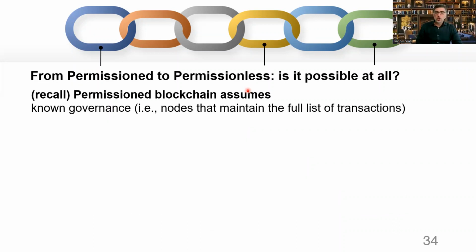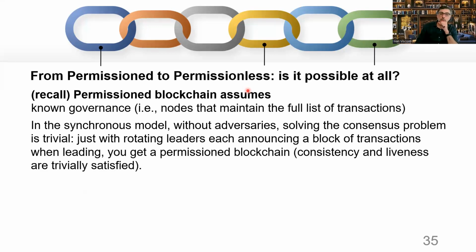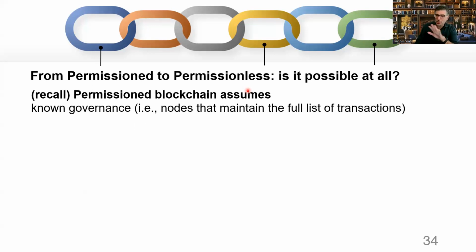So, going from permissioned to permissionless blockchain. Is it possible at all? In a permissioned blockchain, you know the nodes that are in power, that have the governance. In the permissionless setting, you will not have this information. So you don't know who keeps a copy of the blockchain, who is participating in storing a copy of the blockchain, who is participating in the consensus.